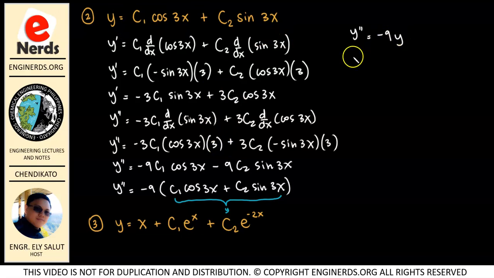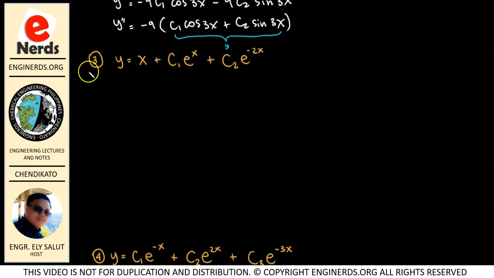So then we can transpose this. We have y double prime plus 9y is equal to 0. So this is actually our final answer here. Because as you can see here now, after we get the second derivative, we are able to remove yung ating mga arbitrary constant na C1 and C2. So that's what we're going to do, no, sa mga succeeding problems pa natin. We're going to use differentiation hanggang sa maalis natin yung ating mga arbitrary constants. Okay? So let us go to problem number 3.